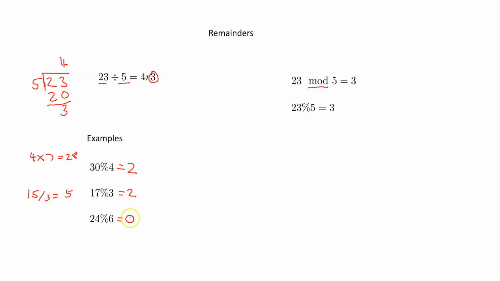Keep in mind that this number over on the right side is always going to be strictly less than these numbers.